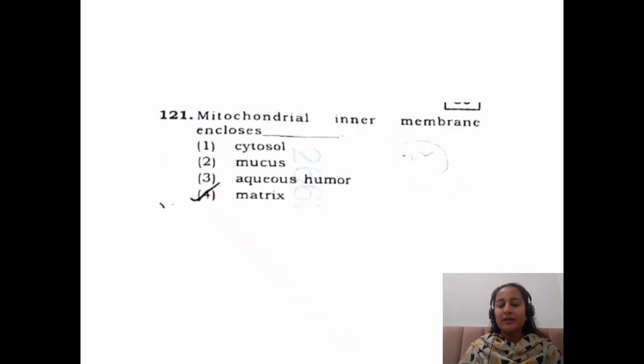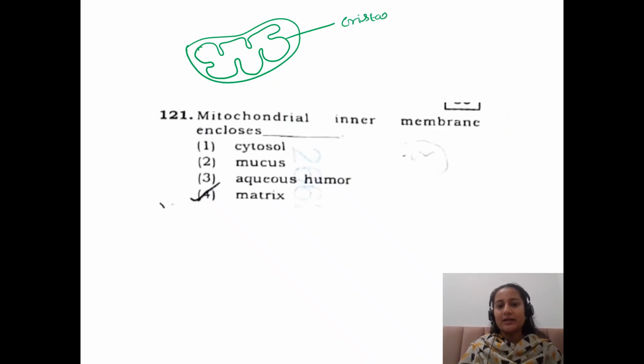Mitochondrial inner membrane encloses. If you observe this mitochondria, this is the outer membrane and the inner membrane forms folded structures. These are called cristae, which surround the portion called the matrix. So the mitochondrial inner membrane is enclosing the matrix. This question is from the cell chapter again.